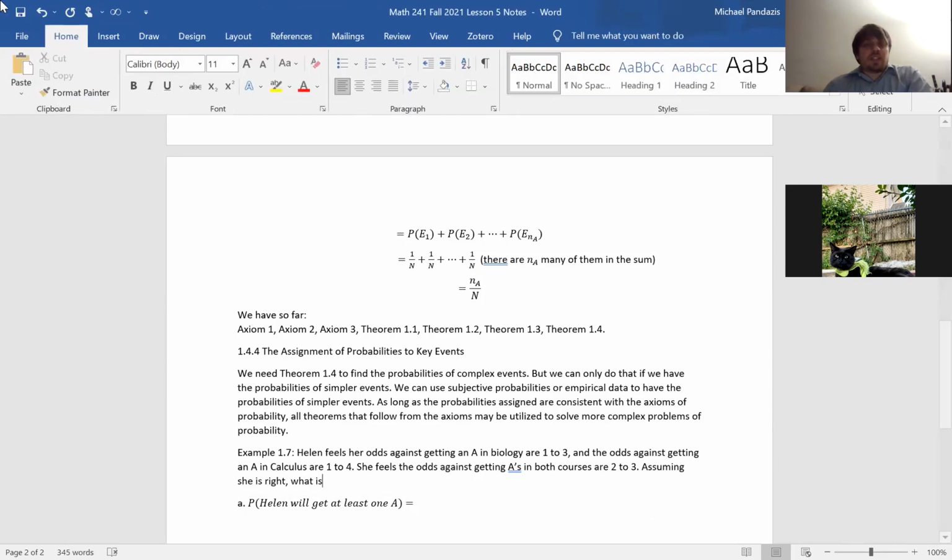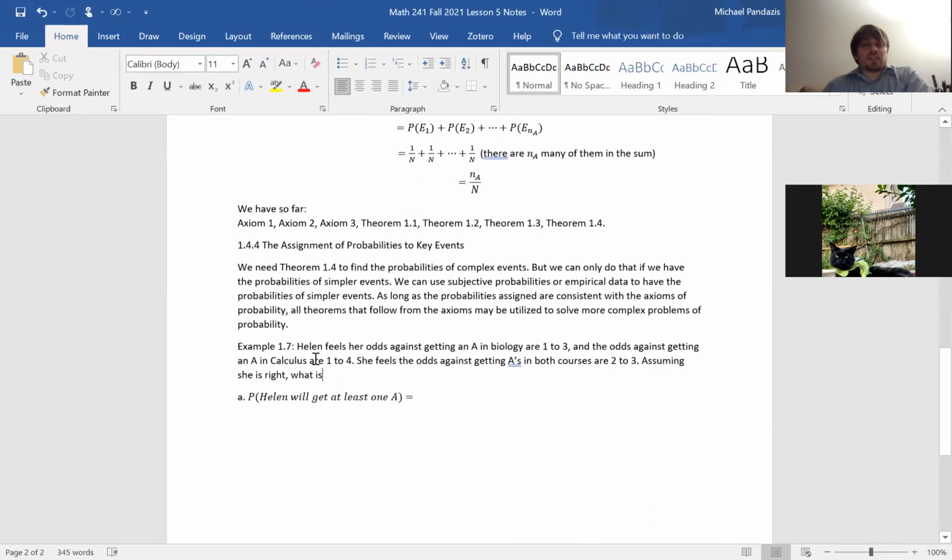Okay, so let's start here. I had to write this all down, so let's look at this again. Example 1.7. Helen feels her odds against getting an A in biology are 1 to 3, and the odds against getting an A in calculus are 1 to 4. She feels the odds against getting A's in both courses are 2 to 3. Okay, so we're assuming all those things. We're going to find the probability of her getting at least one A.